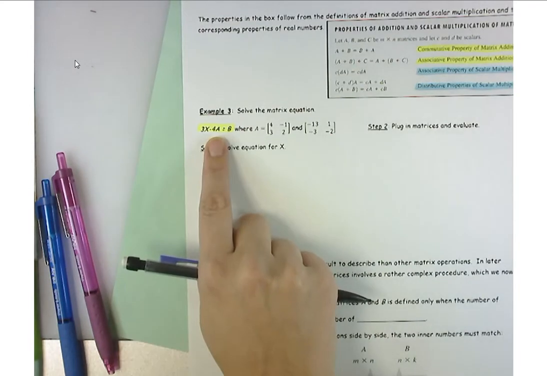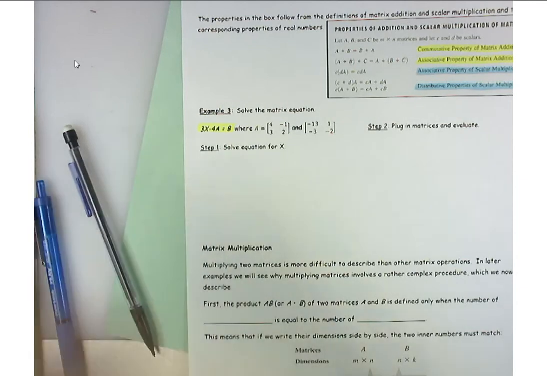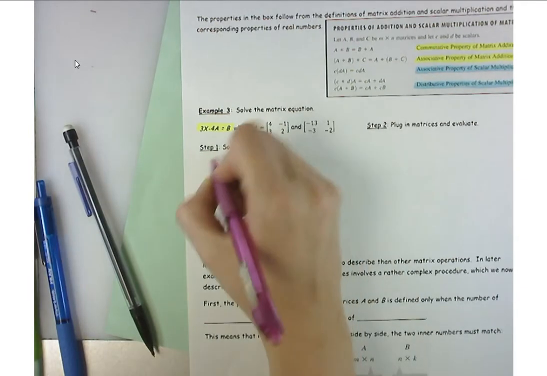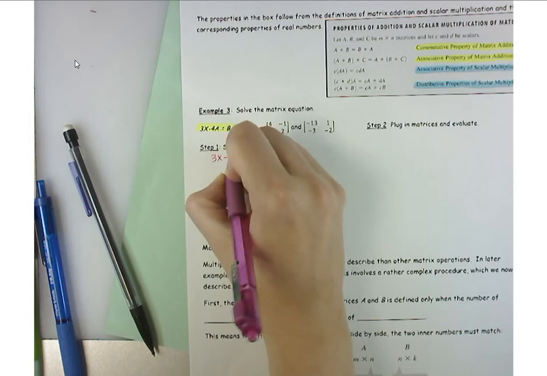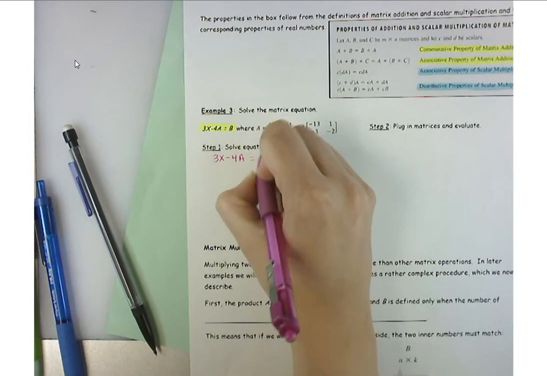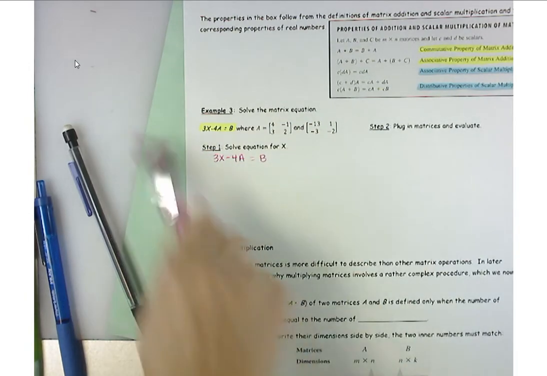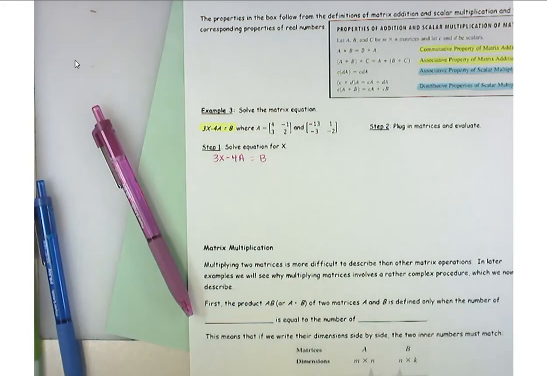For example 3, we're going to solve the matrix equation. So here's my matrix equation, 3x minus 4a equals b. And step 1 says solve the equation for x. So I'm going to give you some time right now to do that. Okay, so you're going to solve the equation for x.